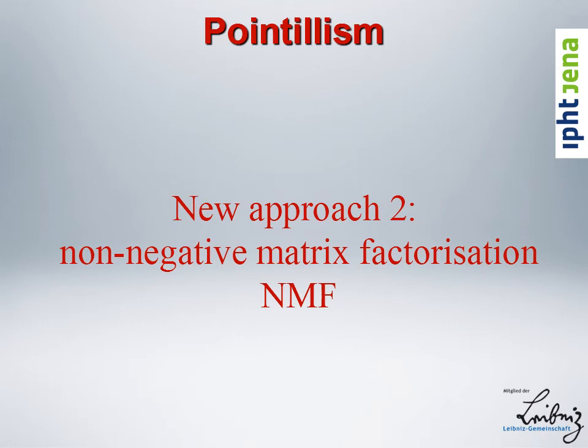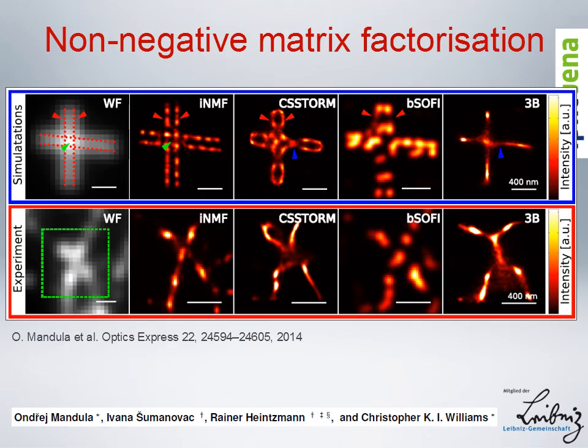However, we also came up with another way, which is called non-negative matrix factorization, which is also a reasonably fast way to reconstruct blinking data. And here is some information from that publication. This was work by Andre Mandula, who worked on this in his PhD. What this shows is a comparison of different methods. This is the wide field overlap, of course, of a simulated data set on the top and an experimental data set below. So in the experimental data set, you can appreciate that these are probably two filaments crossing here.